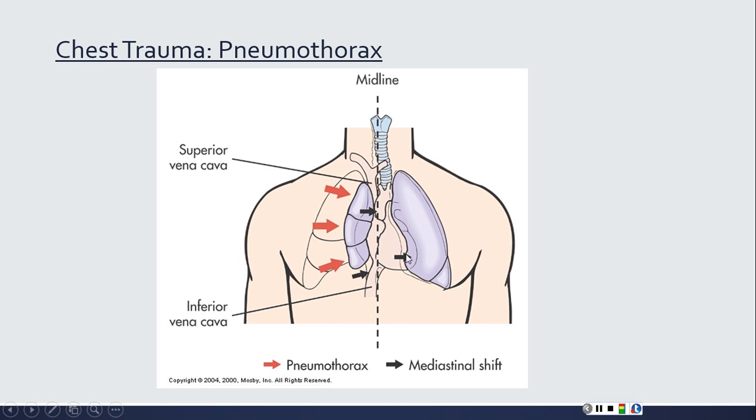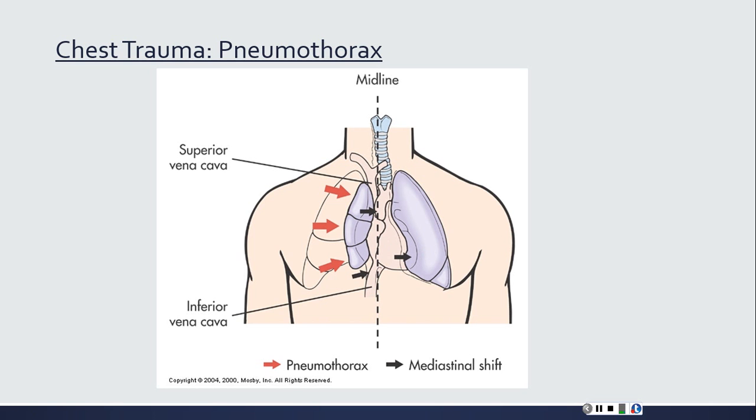When this heart shifts over, what is it going to do? Where is it going to put pressure on? It's going to put pressure on the good lung. So sometimes they'll even have impaired breathing on the opposite side of the pneumothorax as well. Not near as pronounced as the affected side, obviously, but there will be some pressure here as well. Everything shifts over.